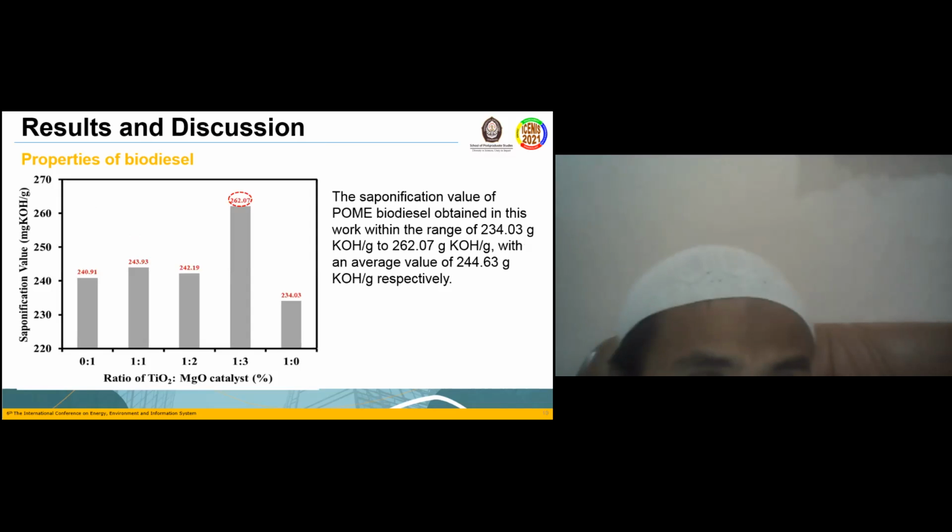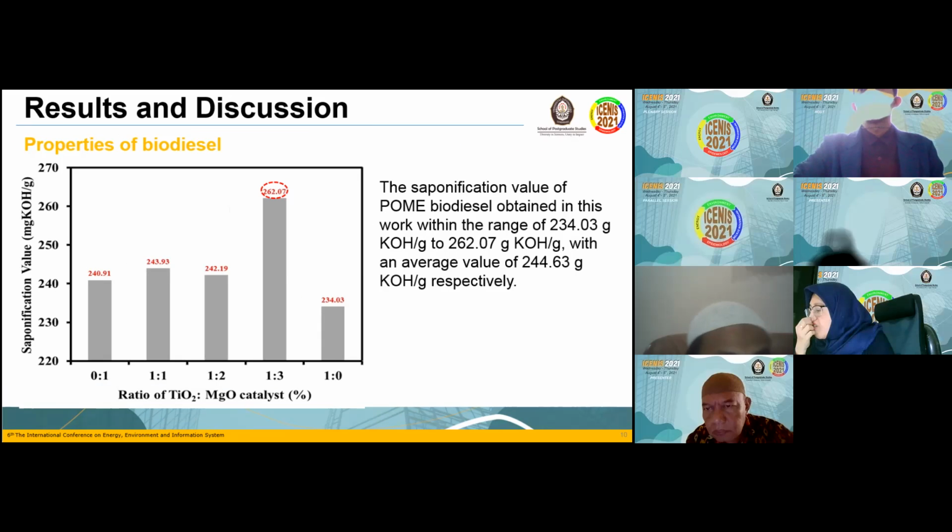And then figure 2D, it was observed that the saponification value increased with the addition of titanium dioxide in the titanium dioxide doped magnesium oxide catalyst.